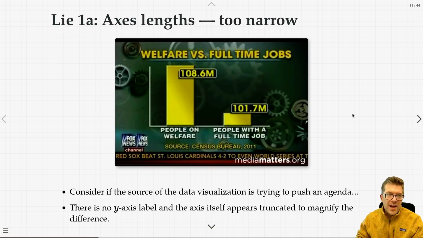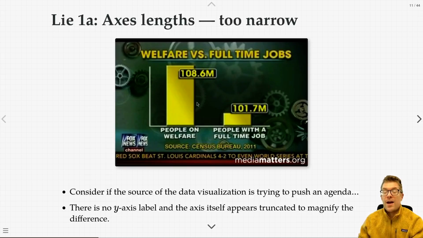So here's slide 1A. We're going to look at axes of graphs, mostly like these, in this case a bar graph. These axes, in this case, are too narrow. Here we have this graph pushed by a particular source, a particular channel, I was going to say source of news. You have people on welfare, and people with a full-time job, and measurements that compare these individuals.